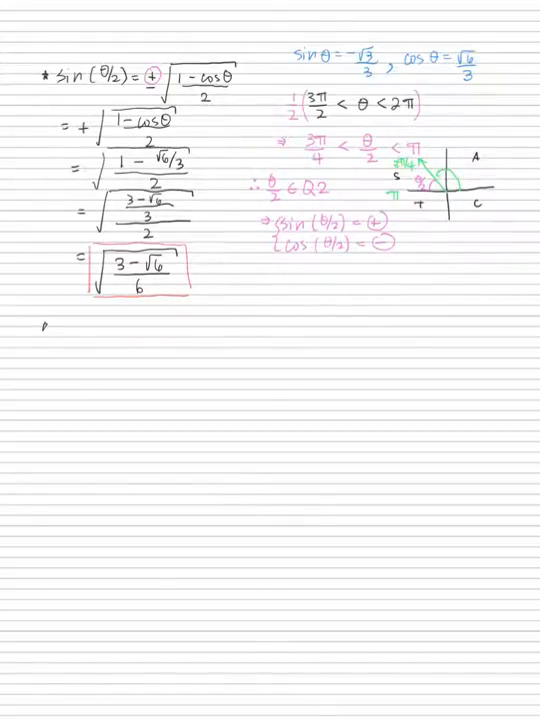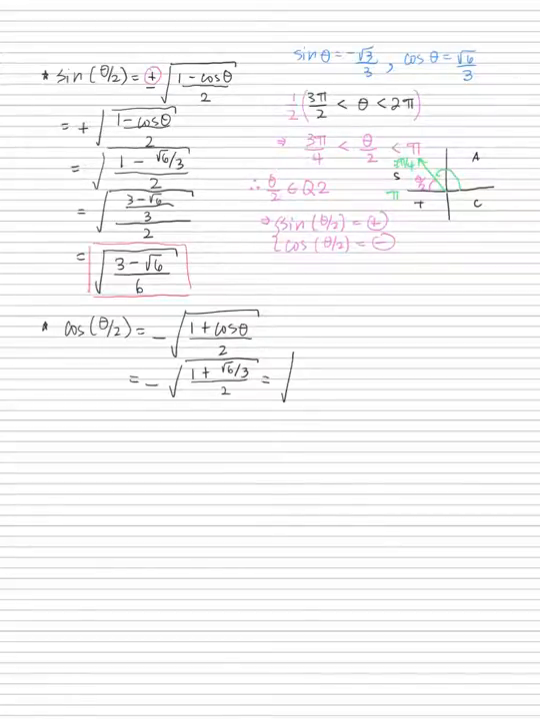Now let's finally look at cosine of theta over 2. Again, since theta over 2 lies in quadrant 2 and cosine is negative there, you take the negative side of that formula. So this is the same thing as negative square root of 1 plus cosine of theta, whole thing divided by 2. So this is the square root of 1 plus root 6 over 3, whole thing divided by 2. So you're going to have 3 plus root 6 all over 3, whole thing over 2. Just like before, the only difference is the sign.